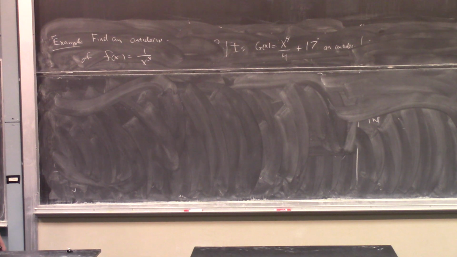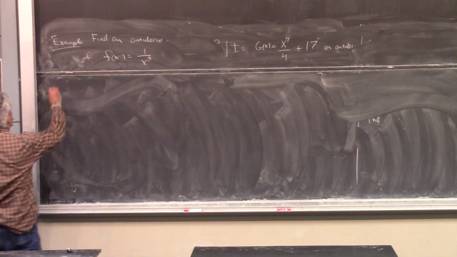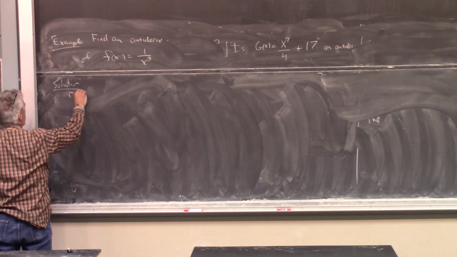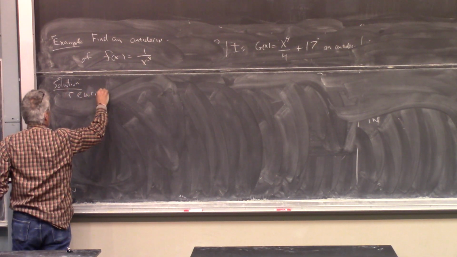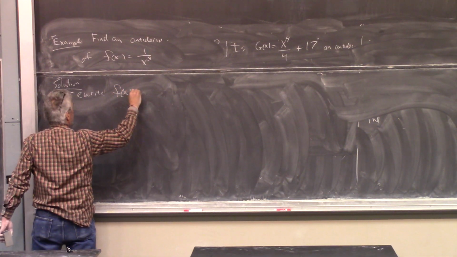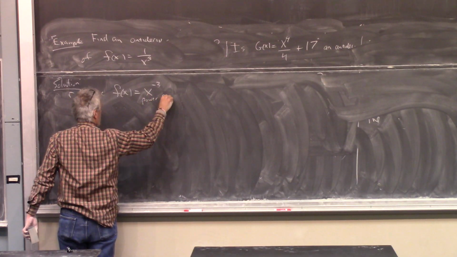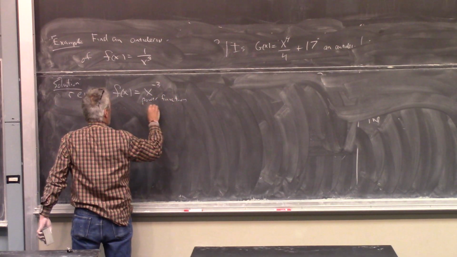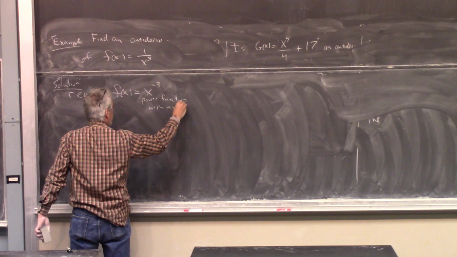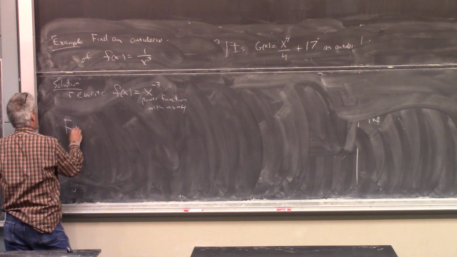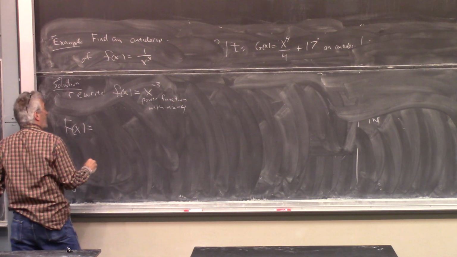Anybody have an idea? Yeah. We can make it x to the -3rd and then use the power rule. Exactly. So before we do anything, we have to rewrite f of x as x to the -3rd. That's a power function with n equals minus 3.